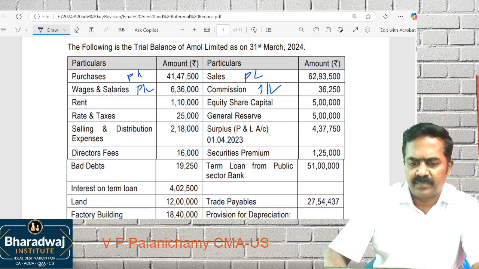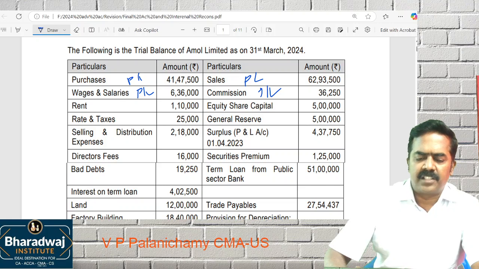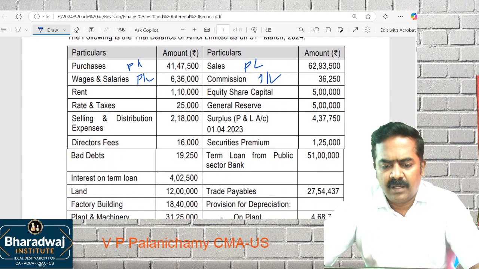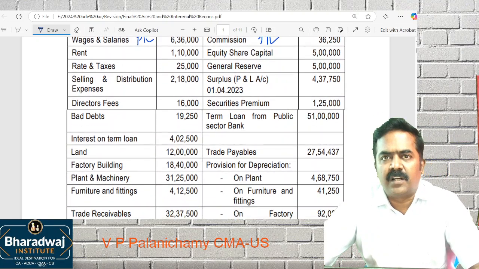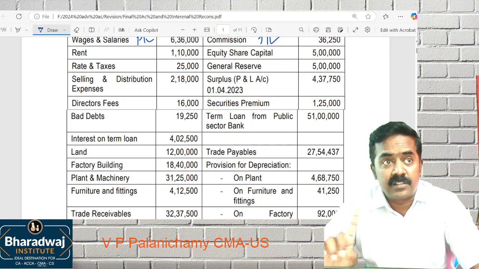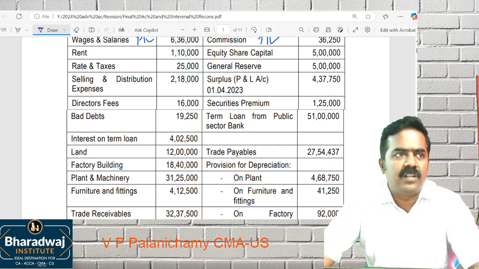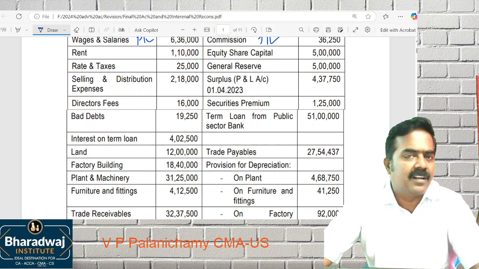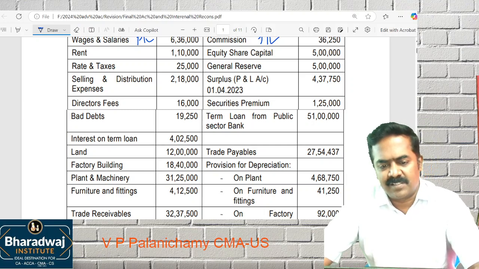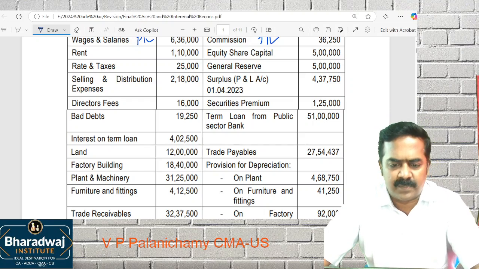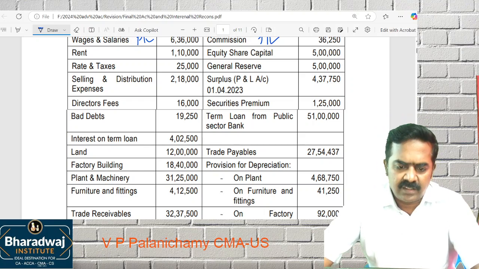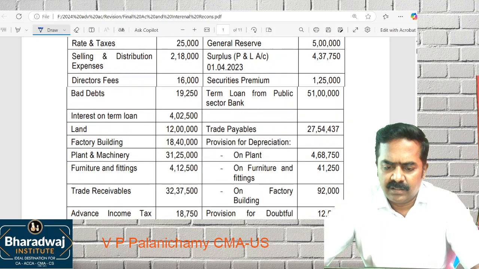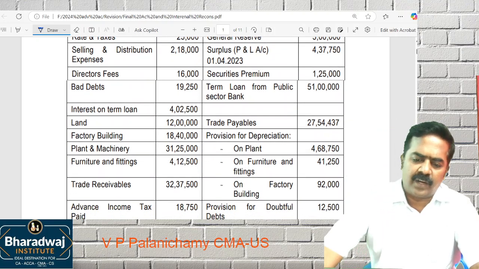Commission is income. Then rent, rates and taxes will come in what? Other expenses. Selling and distribution expenses will come in other expenses. Directors' fees will come in other expenses. Directors' remuneration, full-time directors' remuneration only, will come in what? Employee benefit expenses. Like a salary, if it is paid to the director, it will come in what? Employee benefit expenses. Generally, directors' fees will come in what? Other expenses.